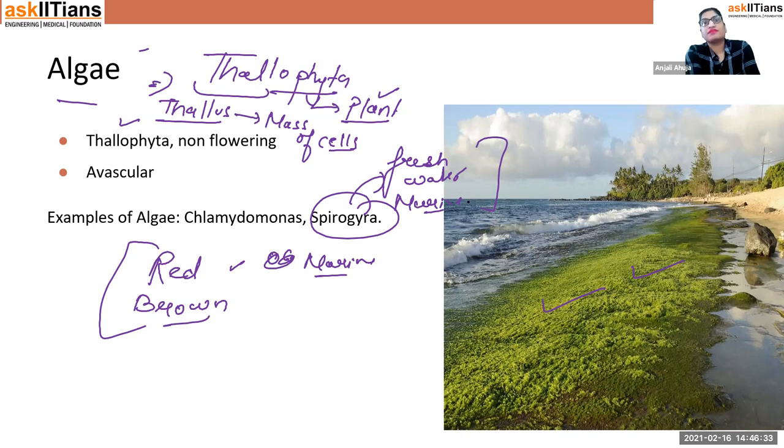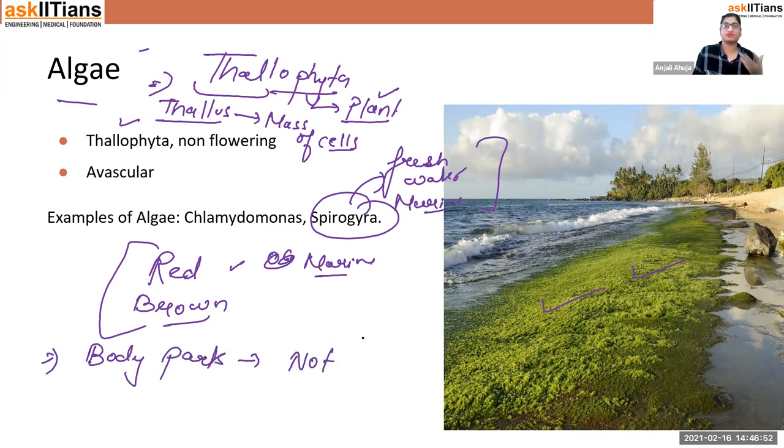Yeah, so I was saying they are a mass of cells. A typical plant has all the plant structures: root, stem, leaf, flower, but algae does not have that. So the body parts are not differentiated, like roots, stems, leaves, whatsoever. It just appears to be like a mass of cells, but they are able to show photosynthesis. Are you getting my point?